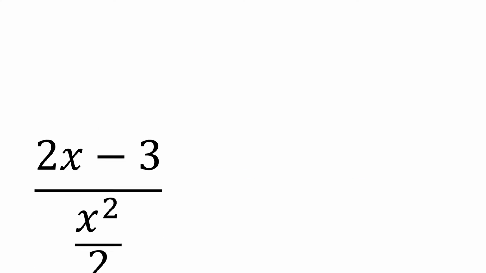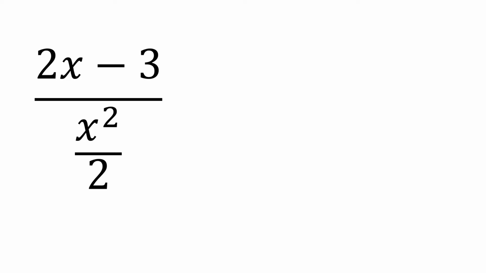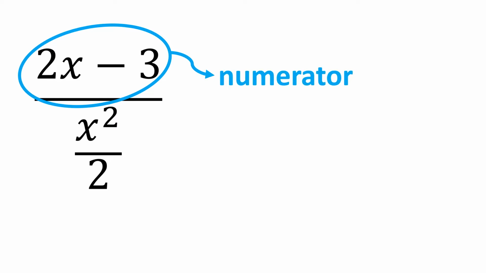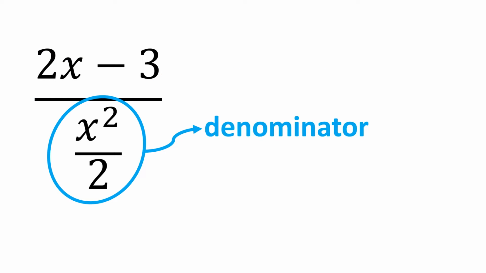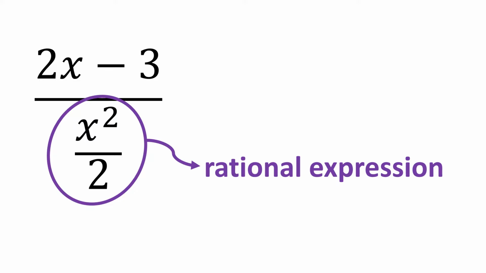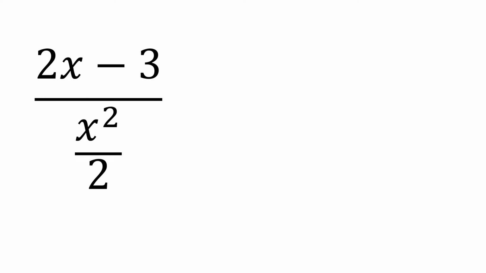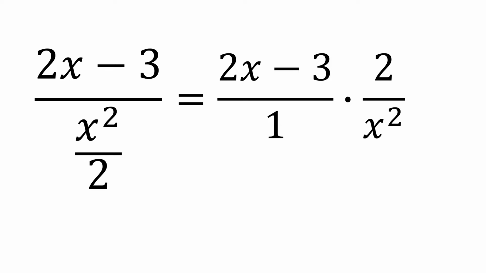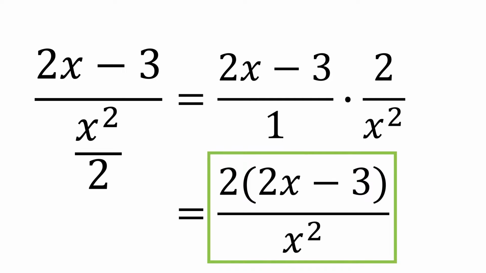Now let's say we have (2x minus 3) over (x squared over 2). Now in this case, 2x minus 3 is the numerator and x squared over 2 is the denominator. Now this is a complex rational expression because the denominator itself is a rational expression. Now to simplify this, we use what we learned from our previous video. By property of fractions, this equals (2x minus 3) over 1 times 2 over x squared, which simplifies to 2 times (2x minus 3) over x squared.